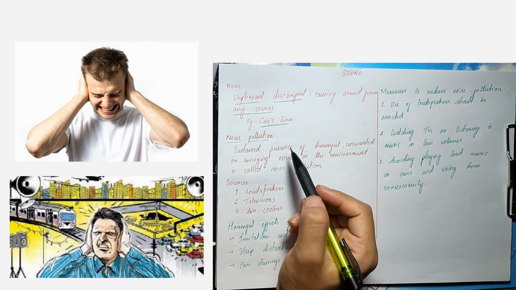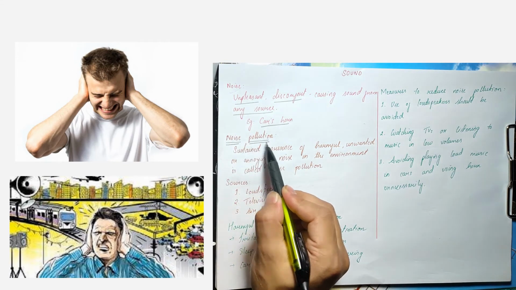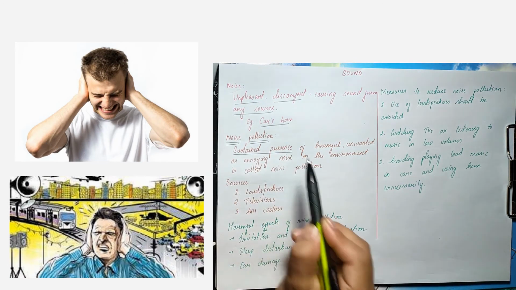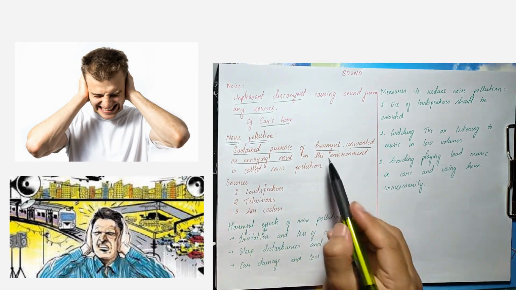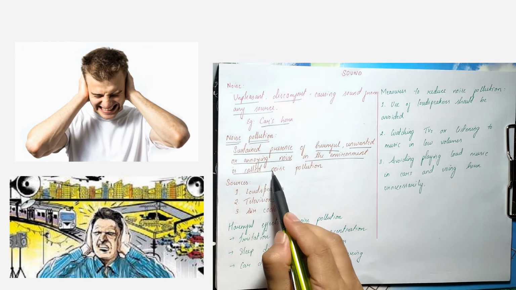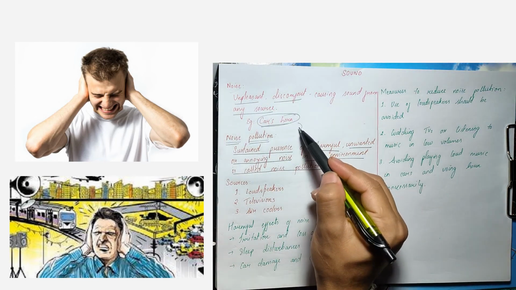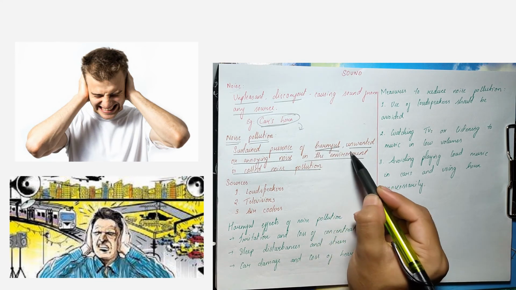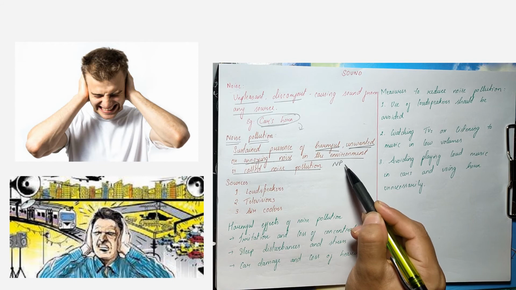Like we have air pollution, soil pollution, water pollution, we also have noise pollution. Now what is noise pollution? Sustained presence of harmful, unwanted or annoying noise in the environment is called noise pollution. So if this car's horn is continuously blown so that it is harmful and unwanted or annoying to you, then that situation is called noise pollution.